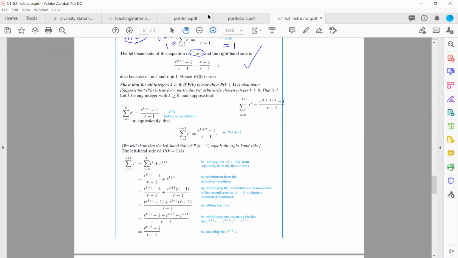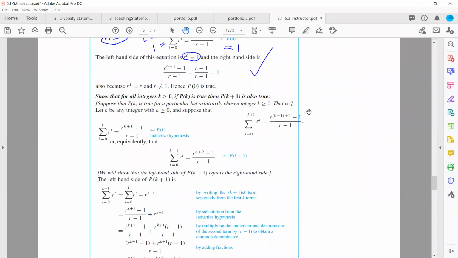Perfect. So suppose P of k is true. It means that if I plug in k for n, the sum i starts from 0 to k of r to the i is equal to r to the k plus 1 minus 1 divided by r minus 1. So I already know that this statement is true. My goal is to show that P of k plus 1 is true as well. Very well.